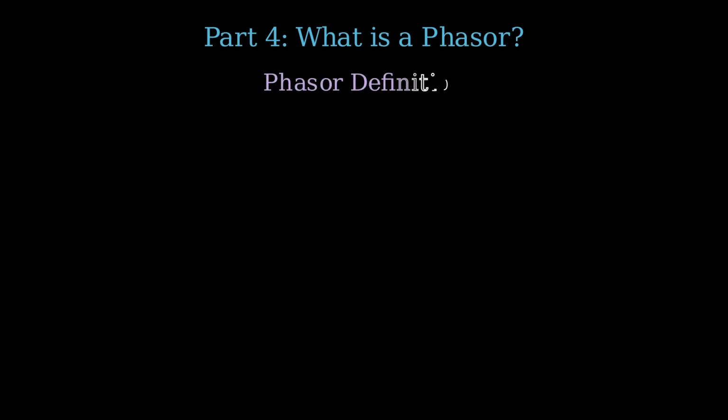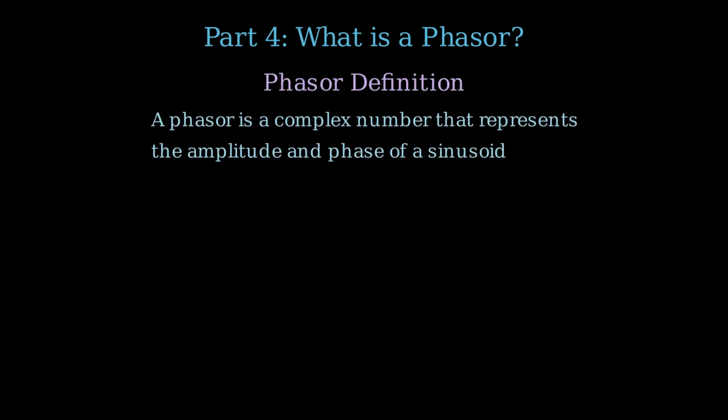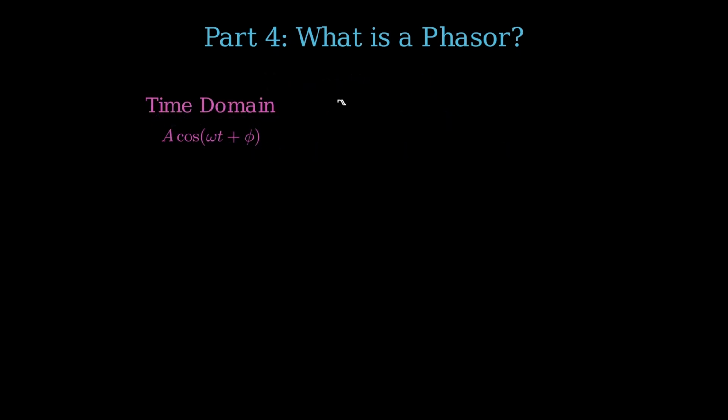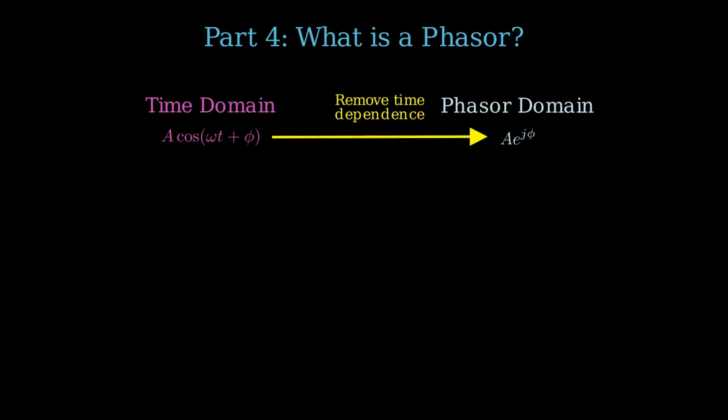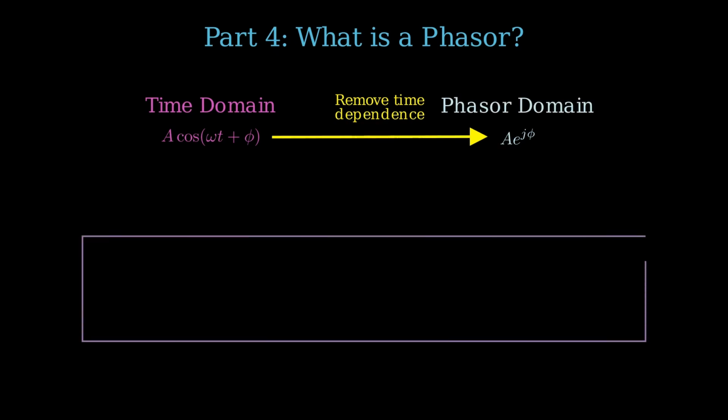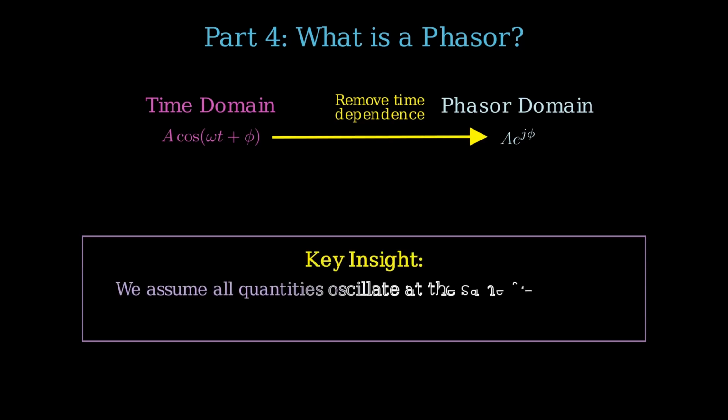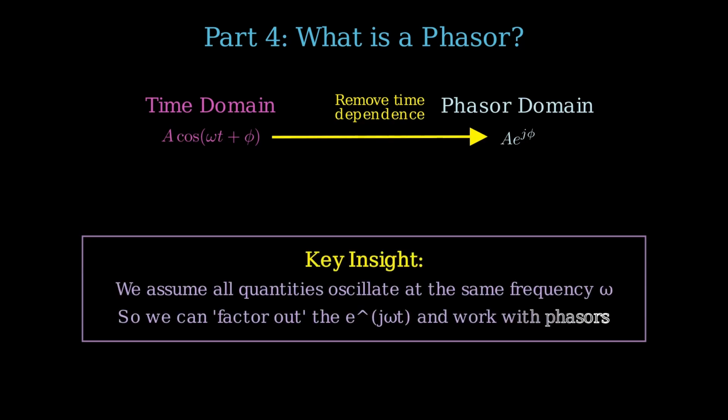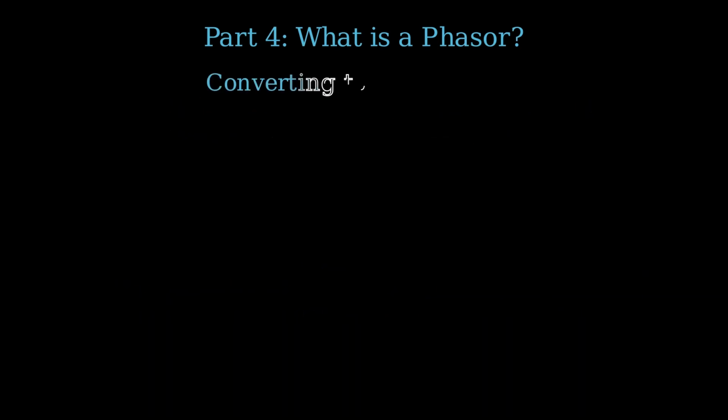This leads us to, what is a phasor? A phasor is a complex number that cleverly represents the amplitude and phase of a sinusoid, while hiding the time dependence. We go from the time domain with its complicated cosine function to the phasor domain, represented by a simple complex exponential. We can do this because in many systems, all waves oscillate at the same frequency, omega. So we can just factor out the time-dependent part, e to the j omega t, and work with the much simpler phasors.